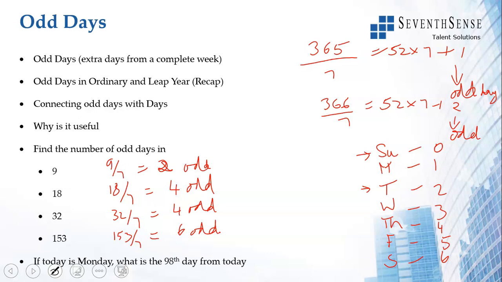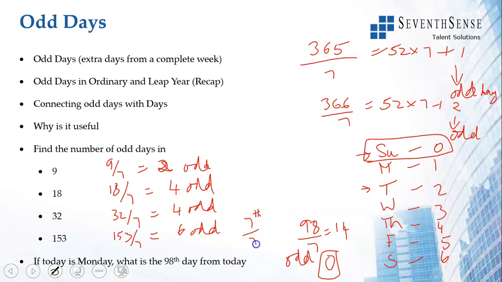If today is Monday, let us see this. If today is Monday, what is the 98th day from today? 98 by 7 is 14 with a remainder of 0. It means odd days are 0. The first day is Monday, so the 98th day from that day is going to be Sunday. If today is Monday, what is the 7th day going to be? 7 by 7, remainder is 0. That is also going to be a Sunday.